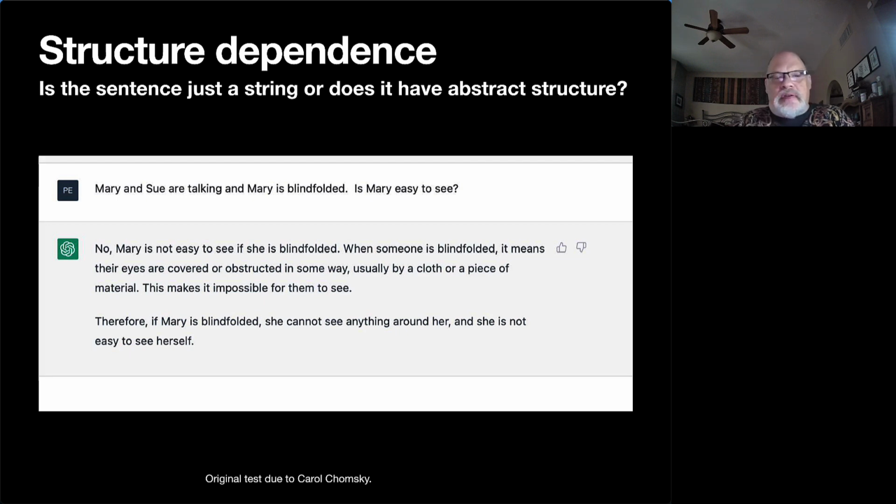So it appears as if ChatGPT, while it produces beautifully coherent prose, like the answer to this question, almost even thoughtful answers, it actually gets the structure of the sentence wrong. It doesn't interpret it the way a human would.